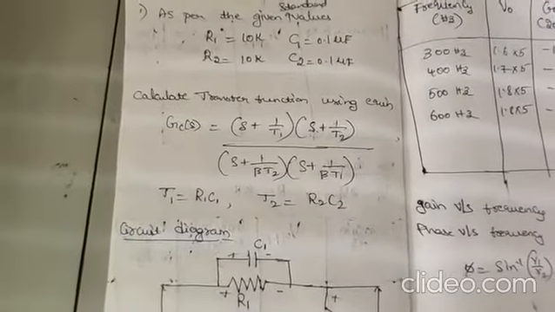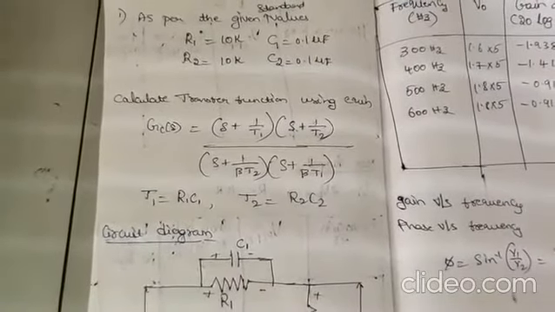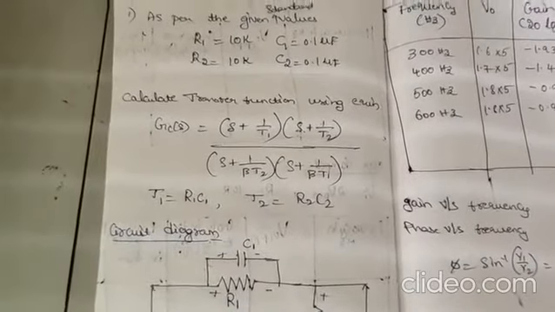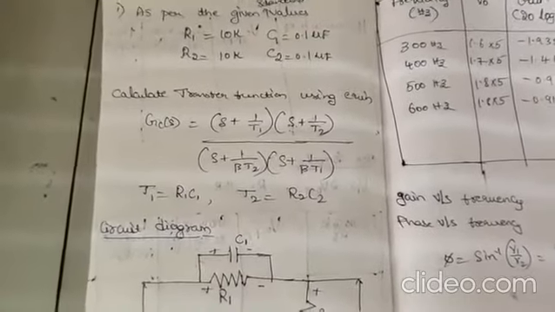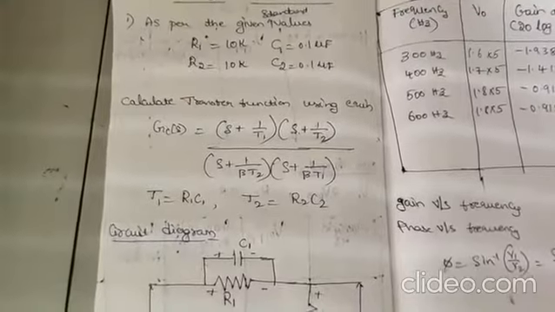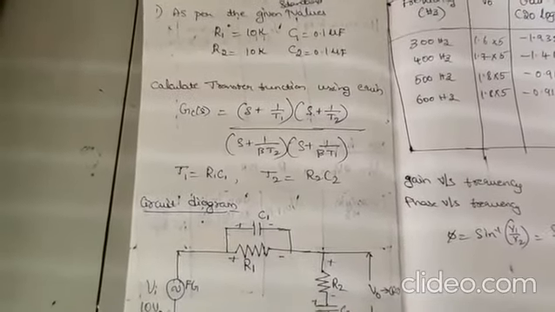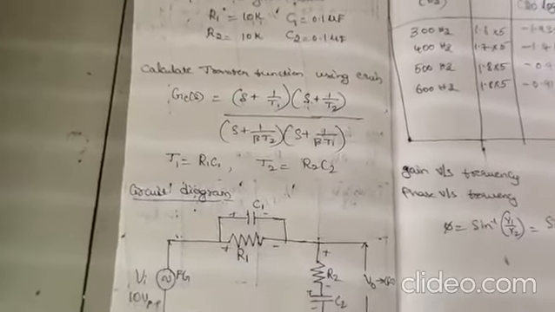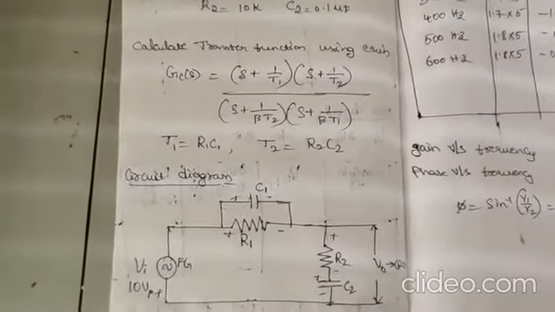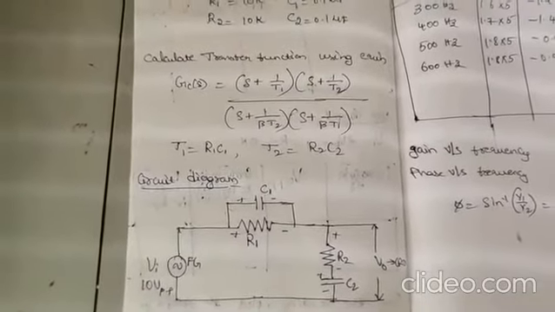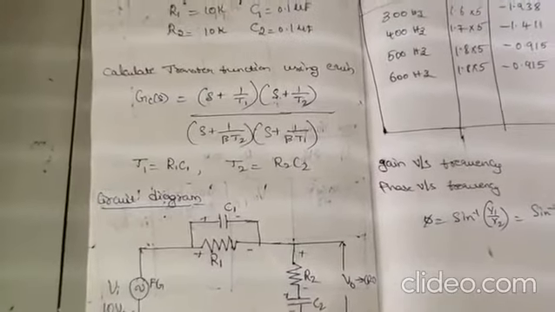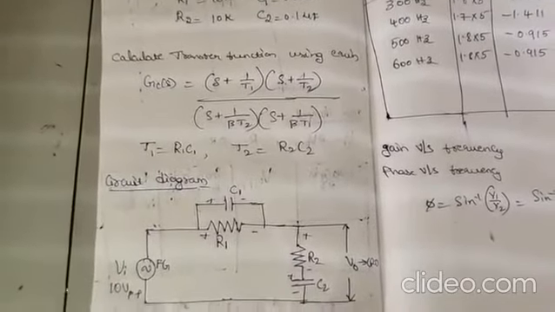So G(s) is (s plus 1 by T1) into (s plus 1 by T2), divided by (s plus 1 by beta T2) into (s plus 1 by beta T1). Here beta is the time constant factor, T1 is the time constant of R1 into C1, and T2 is the time constant of R2 into C2.